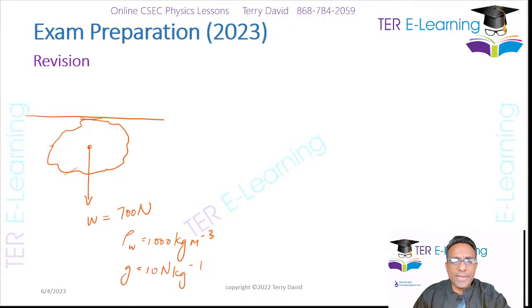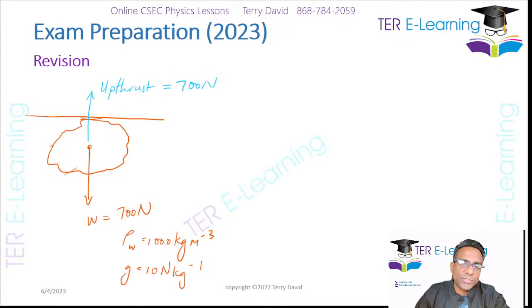Let's analyze the question. I have an object here just below the surface of the water, so it's kind of floating a little bit. Now the weight of the object is 700 newtons. If you are given a question like this in the exam, if an object has to float, the weight of the object must equal the upthrust. So without doing any calculation, you know that the upthrust has to be equal to 700 newtons.